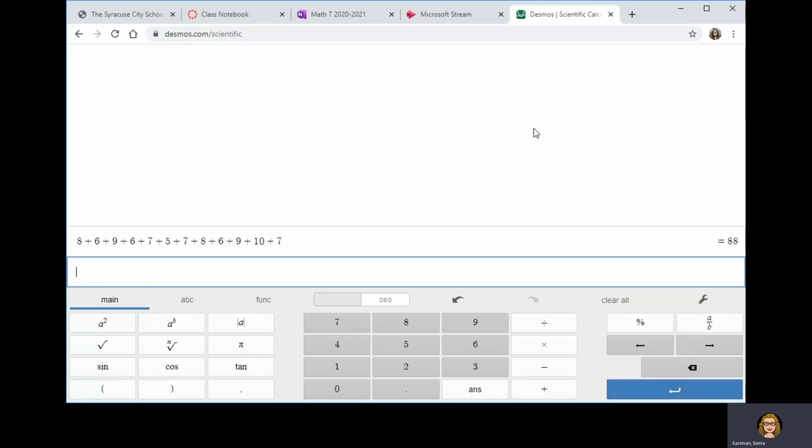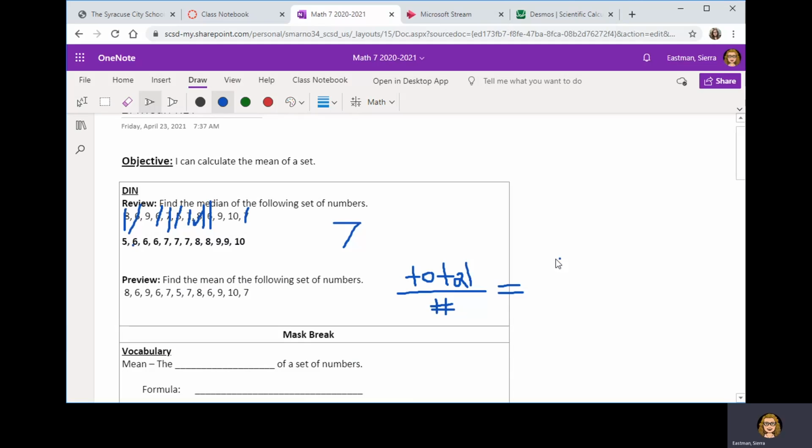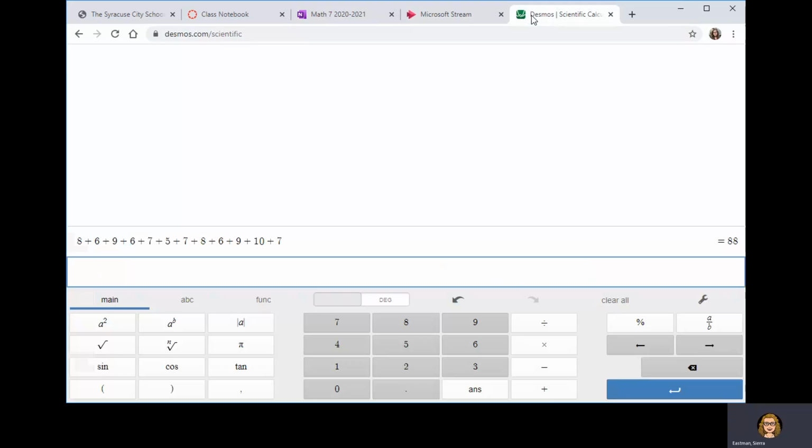So my total is 88. My total that'll go on the top is 88. And just to make sure I got all of those, I'm going to count 1, 2, 3, 4, 5, 6, 7, 8, 9, 10, 11, 12. Yep, there are 12. And making sure that I added all 12 together. There's 4, 5, 6, 7, 8, 9, 10, 11, 12.